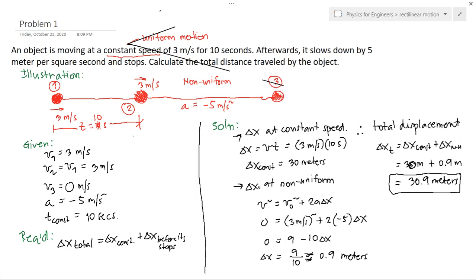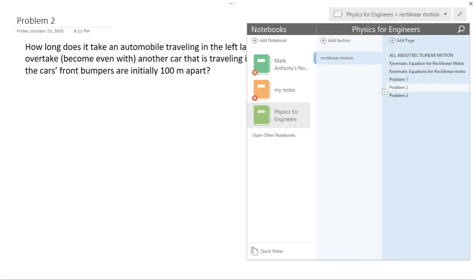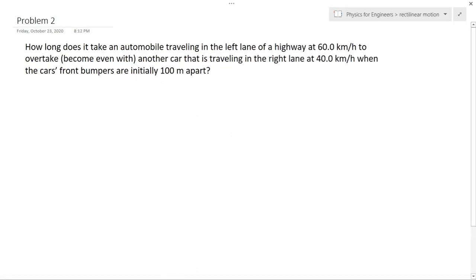Then let's jump to the second problem. So we have here, sabi dito, how long does it take an automobile traveling in the left lane of a highway at 60 kilometers per hour to overtake or become even with another car that is traveling in the right lane at 40 km per hour when the car's front bumpers are initially 100 meters apart?